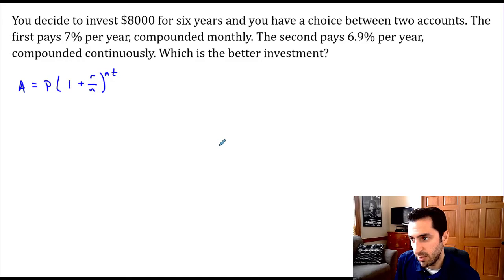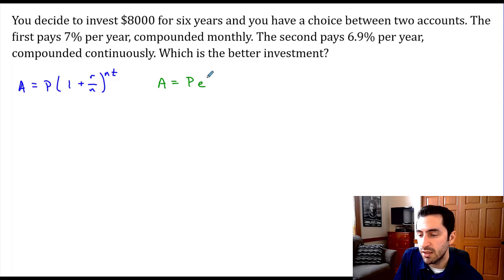The second investment pays 6.9% per year, but this one is compounded continuously. So there's that phrase again, compounded continuously. I know I need to use A is equal to P times e to the rt power. So if n is finite, if n is a certain number, I want to use this first formula. If I'm compounding continuously, we're going to use our new formula.